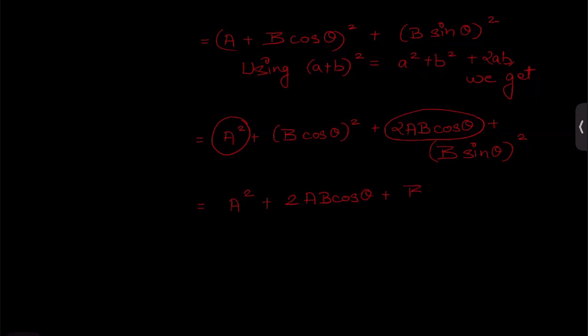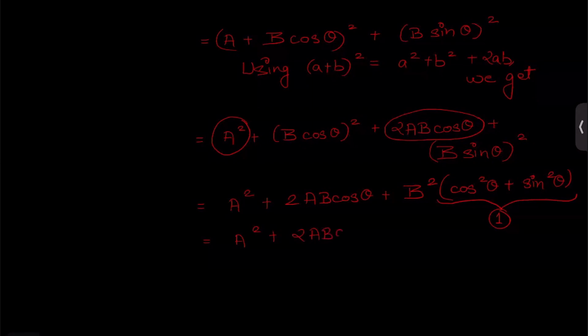Plus, if you see clearly, we can write this as nothing but b square into cos squared theta plus sin squared theta. We know that cos squared theta plus sin squared theta is one of the trigonometric identities, which equates to 1. Therefore, we will get a square plus 2ab cos theta plus b square. That is the expression obtained here, which was basically the resultant value.